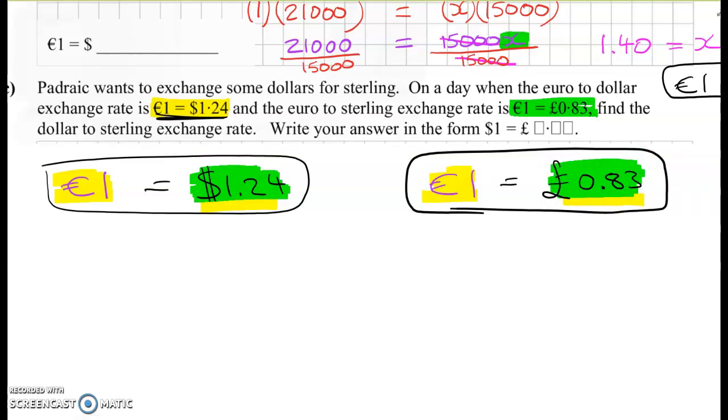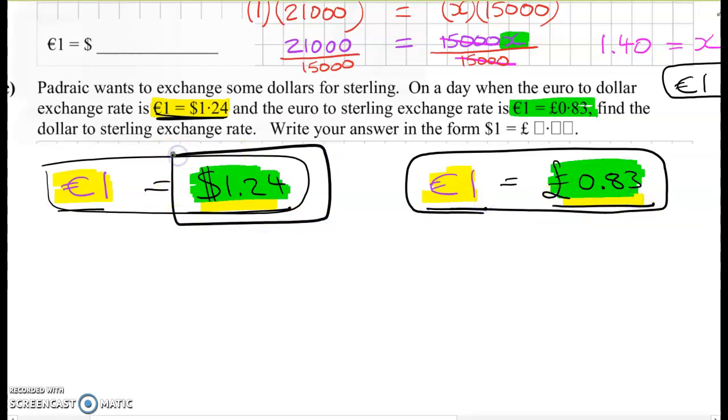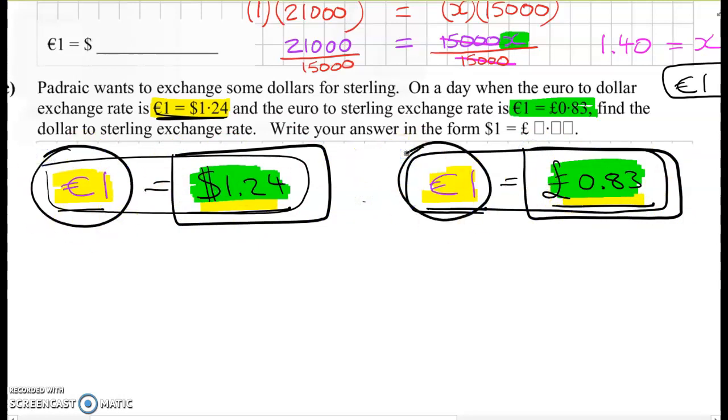Okay, think about that now for a second. If €1 is that, and €1 is also that, well then these two things must be equal to each other, because they're both equal to €1. They're both equal to the same thing. So we can put that down. $1.24 is equal to 83 pence. Okay, now we're getting somewhere.